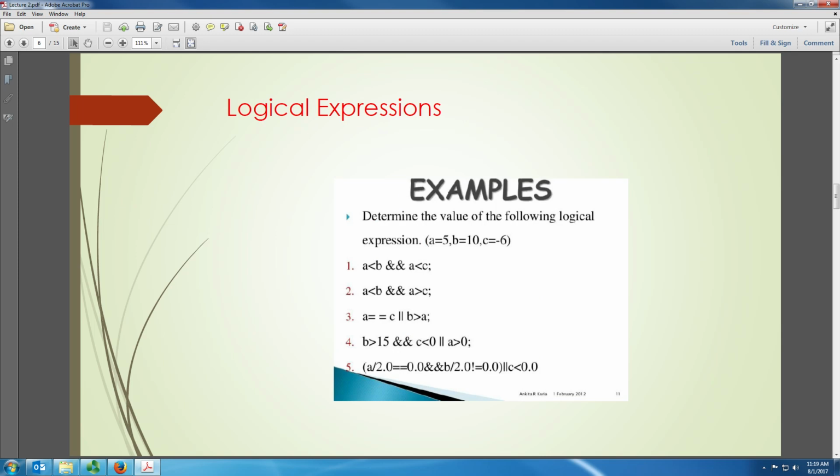Then we have logical expressions. Here's an example for a logical expression. A equal to 5, B equal to 10, C equal to minus 6, right? A is less than B and A is also less than C. So 5 is less than 10.